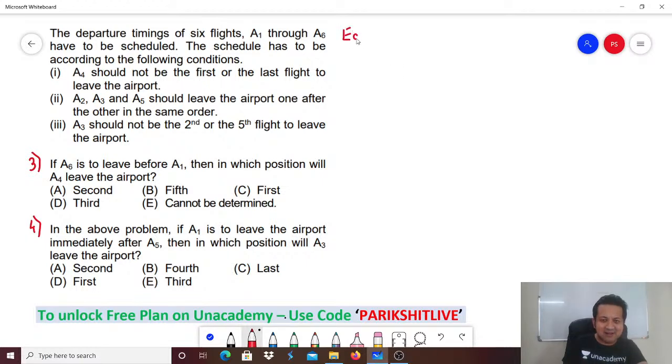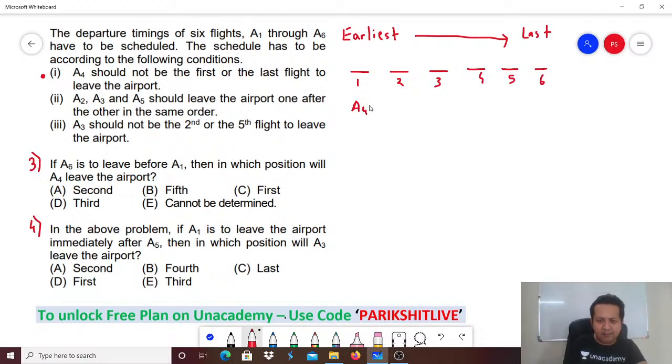So let's say this is the earliest flight, and this is the last flight in that order. So let's write down 1, 2, 3, 4, 5, 6, going in that order, earliest to the last. A4 cannot be the first one or the last one. So A4 cannot be at number 1 and A4 also cannot be at number 6.